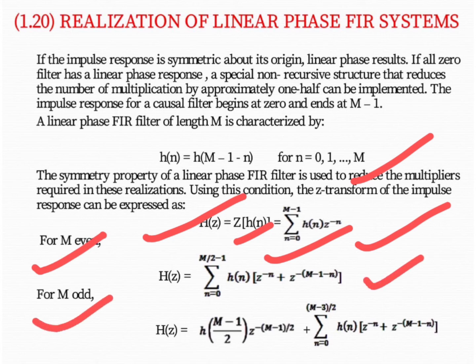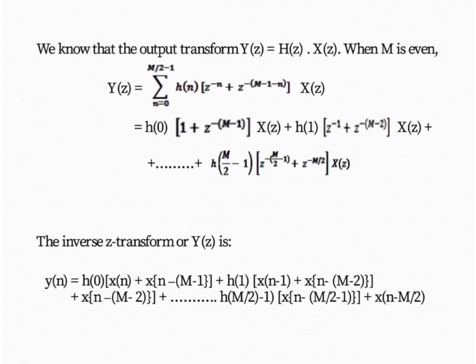So we have two different formulas for that in order to reduce the number of multipliers required for the implementation. Generally, the linear phase property is used to reduce the cost of multipliers required in the implementation. Moving on, our output is Y(z) equals H(z) into X(z), and H(z) is implemented already.